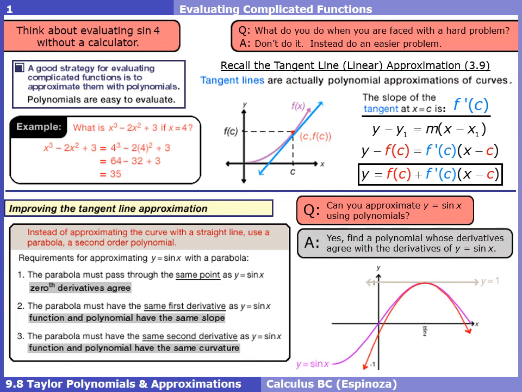So the bottom line is yes, we can find a polynomial. If we can find a polynomial whose derivatives agree with sine of x, then we can approximate this function. And it's just an extension of what we saw back in chapter 3. I promise you, it's just one extra little bit of information we have to use, and it's essentially what we were doing back in chapter 3, except we're taking it one step further and using curves instead of tangent lines to approximate functions that are a little too complicated.